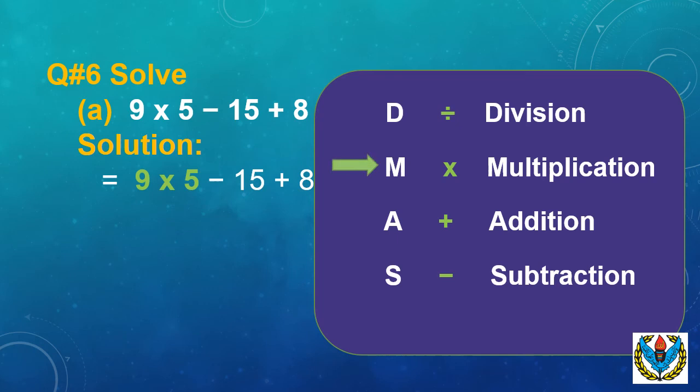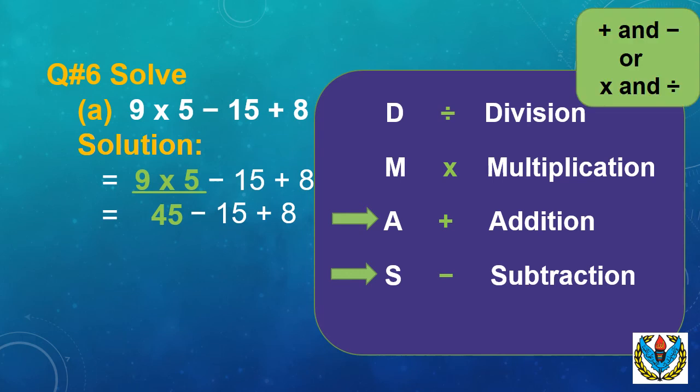Which three operations are coming here? Multiplication, addition and subtraction. And between these three operations which operation is coming first? Yes, multiplication. So we have to multiply first in the question. Here we are multiplying 9 with 5. So 9 5s are 45. So in the next step we will write equal to 45, and minus 15 plus 8 will come as it is below. Now here are two operations left, subtraction and addition.